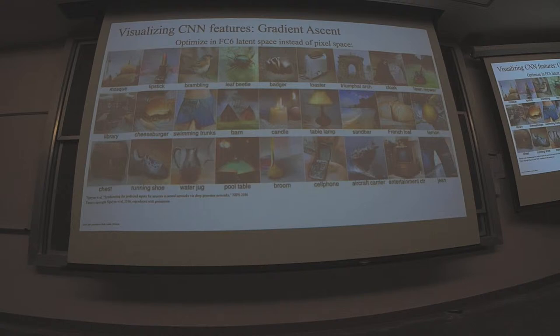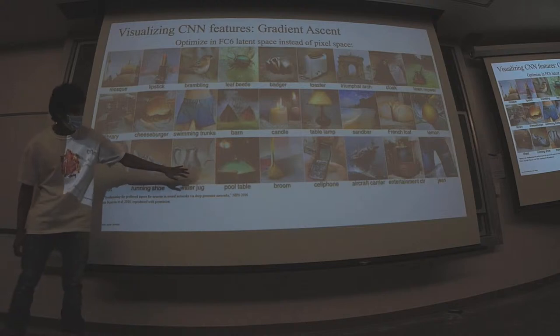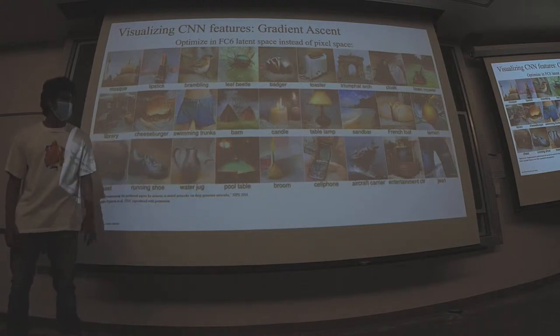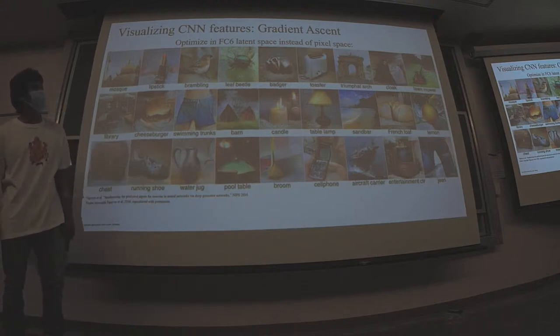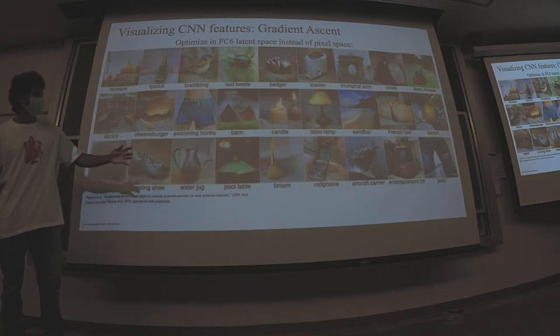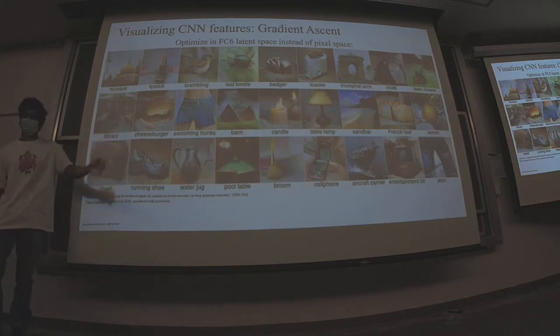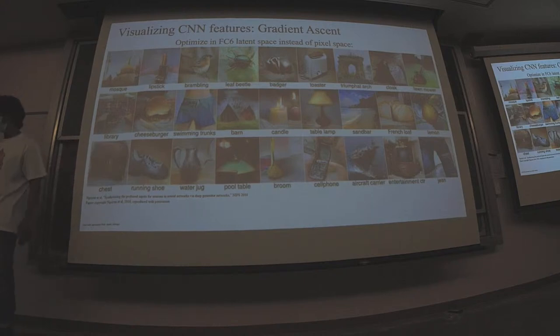So, sorry, are these the images that are created? Yeah. This is the prototypical cheeseburger. But yeah, it's kind of odd. Like here, the pool table is kind of broken in half. The cell phone is kind of cartoonish, and it's kind of weird thinking this is how the network identifies its class. Like, broken pool table. So this is the neural network doodling in this case? I guess, kind of.